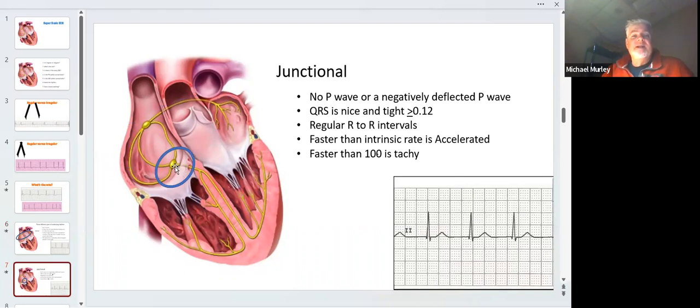The next area is the junctional area, and it's just above and just below the AV node. If this impulse in the picture here, you'll notice there is no P waves at all. So once again, if you're determining where the origin of the rhythm is, first look for P waves. If there's no P waves, it's not atrial. Then you look at the width of the QRS. Nice and tight, it's junctional. Wide and bizarre, ventricular. So in this picture, there is no P waves, so it cannot be atrial or sinus. So we look at the width of the QRS. This is a junctional rhythm.